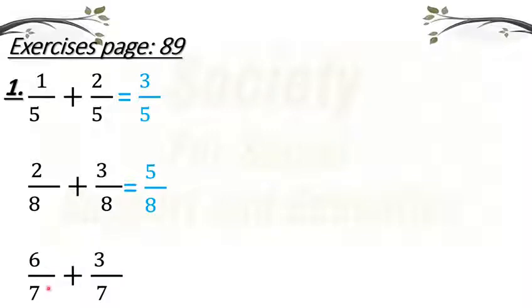6 over 7 plus 3 over 7. The denominator also is the same. 6 plus 3 equal to 9, 9 over 7. The denominator stays the same.